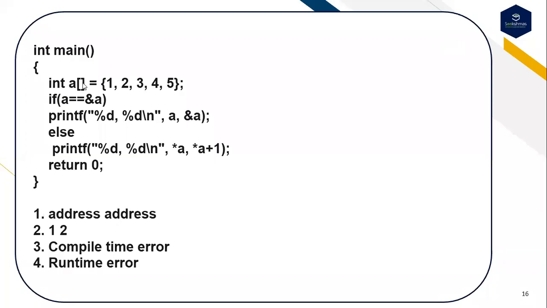This is the third question, guys. int array is 1, 2, 3, 4, 5. int a is equal to address of a, printf a followed by address of a, else part %d asterisk a plus 1. Predict the output of this code. These are all the following options. Address and address will be displayed on the screen. Second option is 1 and 2, and the third option is compile time error. Fourth option is runtime error. You can guess the output of this code.